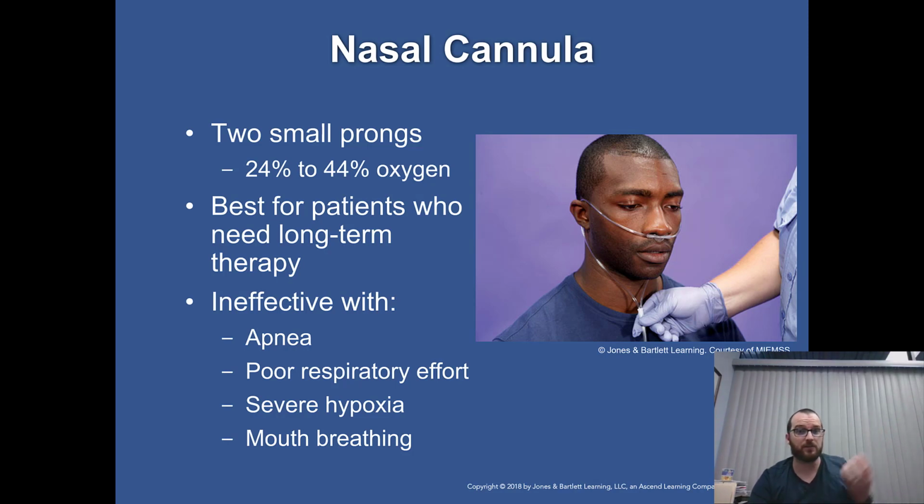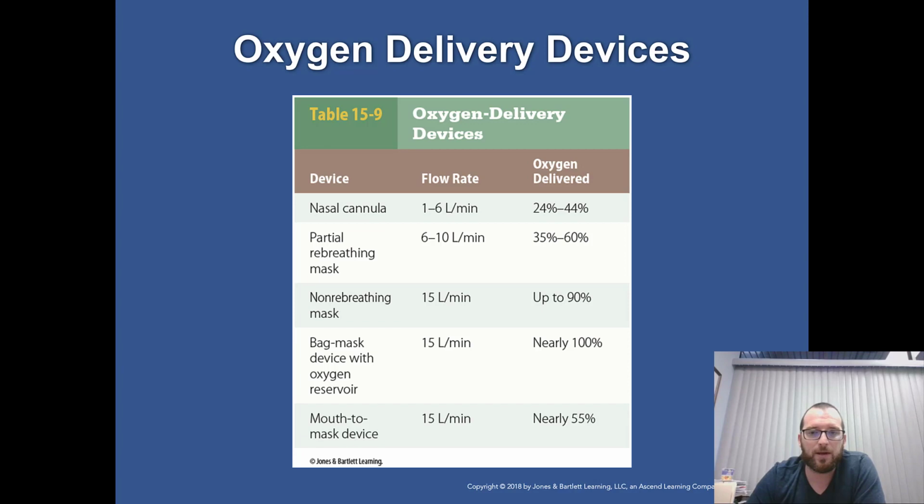Ineffective if they're not breathing. Obviously, we're not ventilating a person through a nasal cannula. So again, go back through those. Make sure you read them. Great table right here. 1 to 6 liters per minute gives you your 24 to 44%.